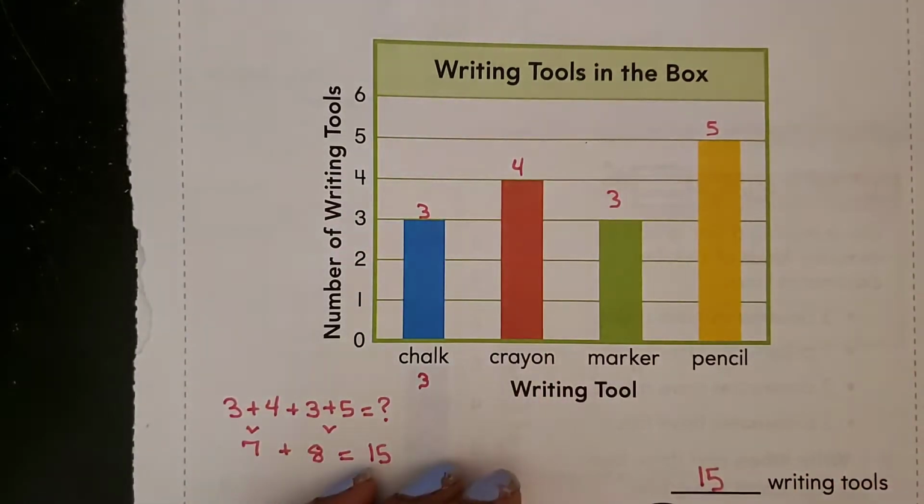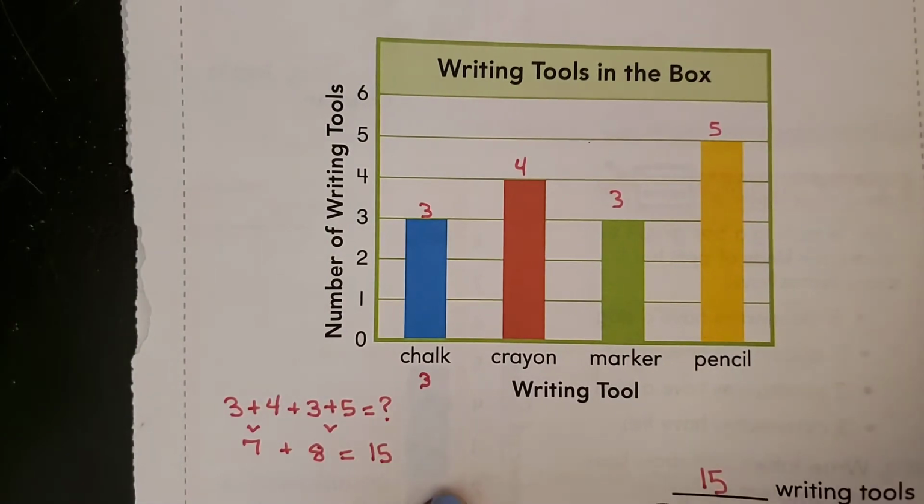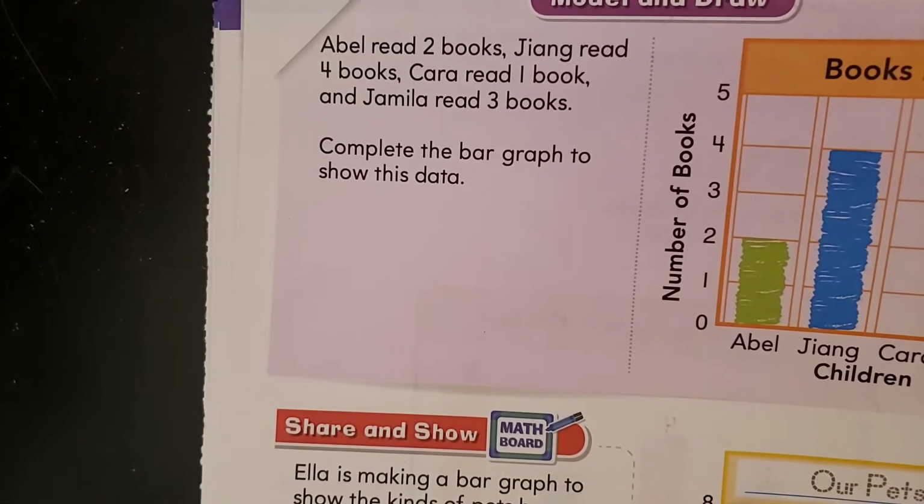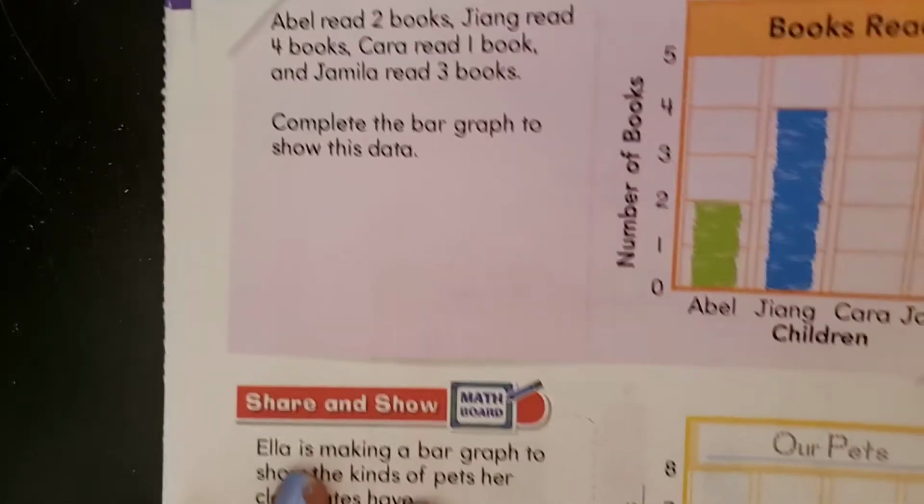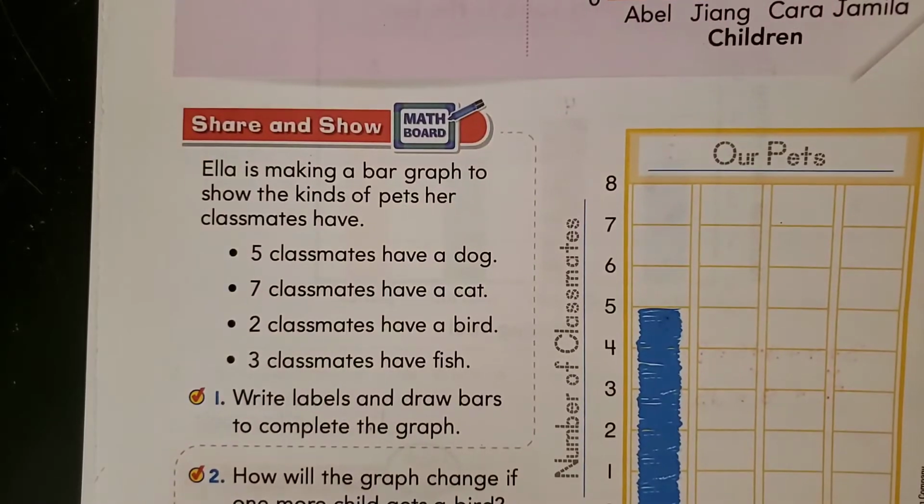So this is just a warm-up to give us an idea of how this data is used. And now let's get ready to create our own. Turn to page 678 if you have not already done so. I'm going to skip the model and draw and go right down to the bottom, so we have a lot to cover for the share and show.